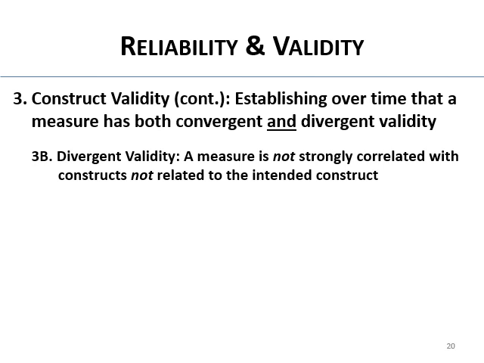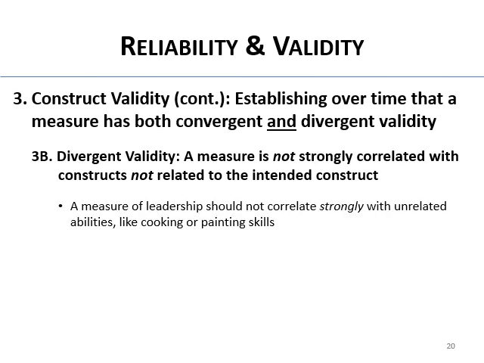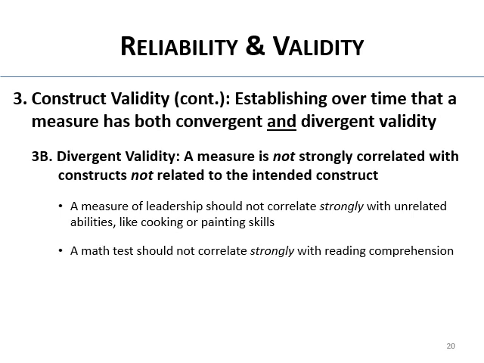So divergent validity is the opposite. This is when you establish that a measure is not strongly correlated with constructs that are not related to the intended construct. The other one was you show that scores are related to things that are similar to your construct. This is you show that scores are not related to things that are dissimilar or shouldn't be related to your construct. So for example, your measure of leadership should not strongly correlate with unrelated abilities like cooking skills or painting skills. Those have nothing to do with being a leader, so why would they be strongly correlated? So you want to show that they're not strongly correlated with leadership.